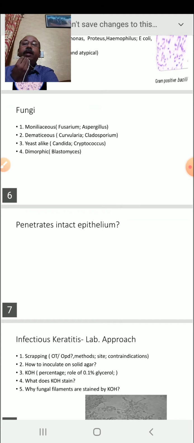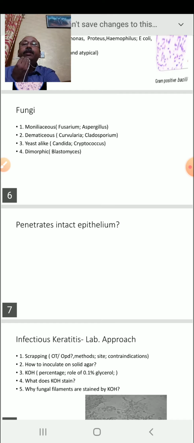Now, we have the dimorphic fungus. The prototype is Blastomyces. Then we have the yeast-like organisms. The prototypes are Candida albicans and Cryptococcus. They are the budding cells. Then we have the Dematiaceous fungus. They are Curvularia species and Cladosporium. These are mainly the pigmented fungi. They usually cause a pigmented lesion over the cornea, or what you can say a pigmented corneal ulcer.